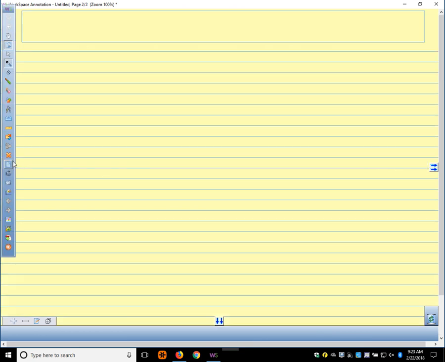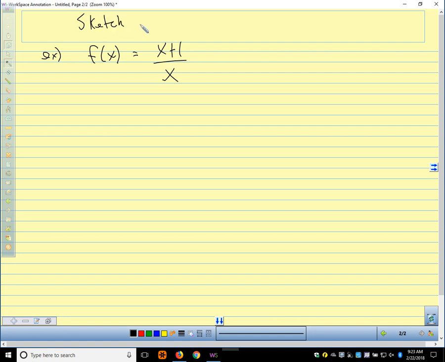Okay, let's start with a nice rational function. F of x equals x plus 1 over x. And for all of these, we want to sketch a graph. It doesn't really matter what order we find our things in. One thing we have to be careful of is if we have a vertical asymptote, and that also turns out to be where we think there's an intercept, or a hole where we think there's a vertical asymptote, so we have to be careful of those things.